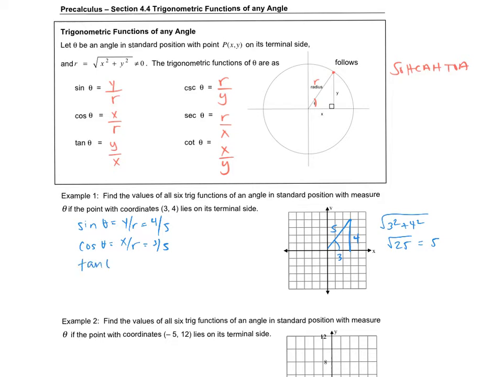The tangent of theta equals y over x. Cosecant of theta equals 5 over 4. Secant of theta equals 5 over 3, and the cotangent equals 3 over 4.